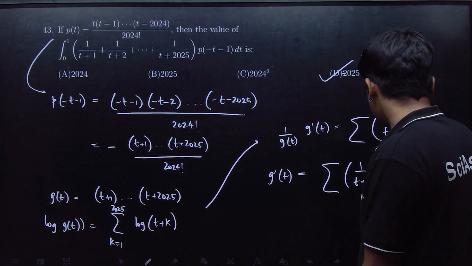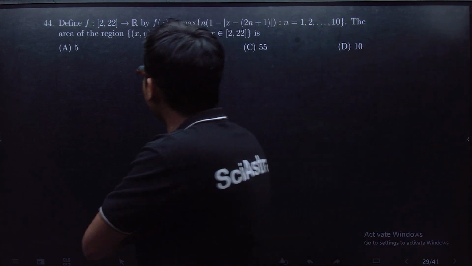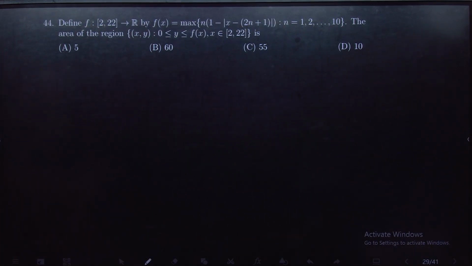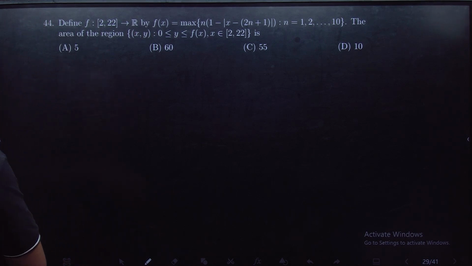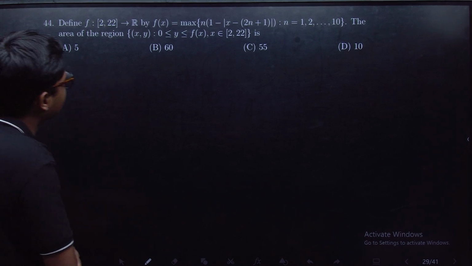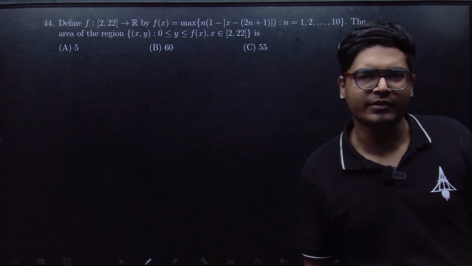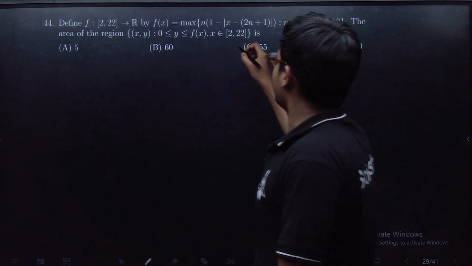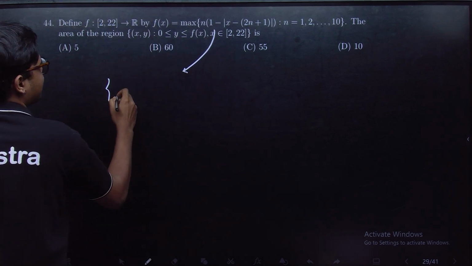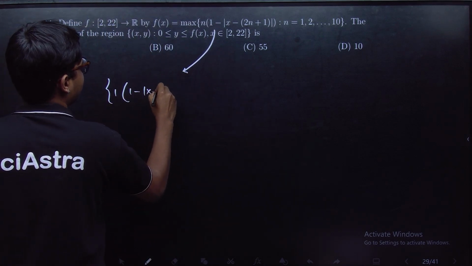Okay. Coming to the next question. Define f from 2 to 22 to R, where f of x is max of n times 1 minus mod of x minus 2n plus 1, where n ranges from 1 to 10. Then the area of this region where y lies in between 0 and f of x, where x lies in 2 and 22, is what? Alright, so first of all, as usual for any question of area under the curve, we need to first plot this graph. That is the first step. Okay, so as you can see that there are multiple graphs over here. And what do these graphs look like? The first graph is basically 1 times 1 minus mod of x minus 3.